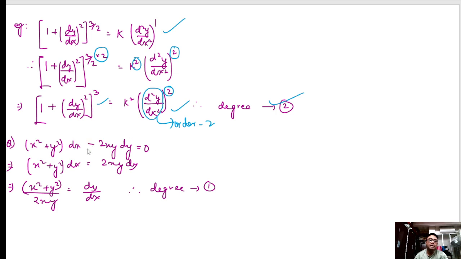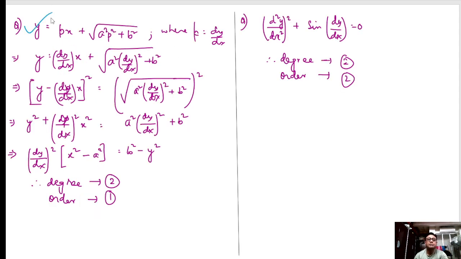Similarly, from here, if I separate dy by dx, that means I have differentiated only 1 time. So the order is 1 and its power is also 1. So the degree is also 1. Clear?